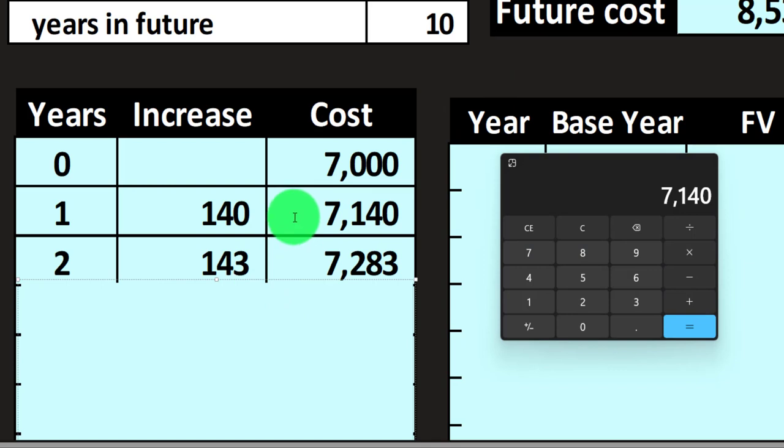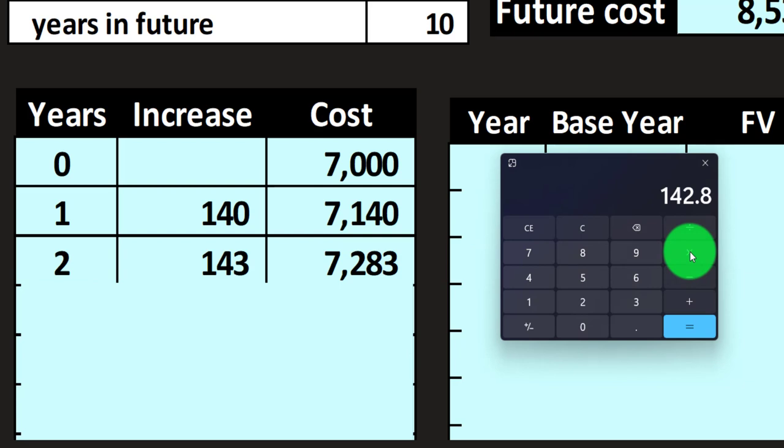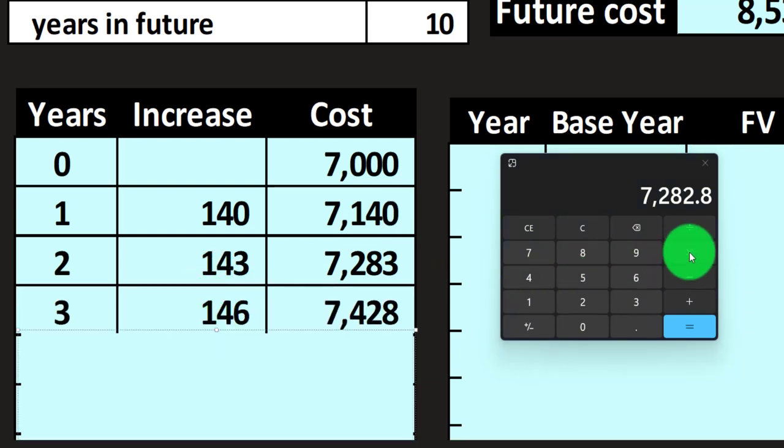After another year, now we'd be at 7,140. It would go up by another 2%. So times 0.02, that would give us 142.8, about 143. If we add that to the 7,140, our prior amount, that's going to give us 7,283. And then of course we'll take that, it's going to increase by another 2%, which would give us 145.65 more precisely, plus the 7,283.